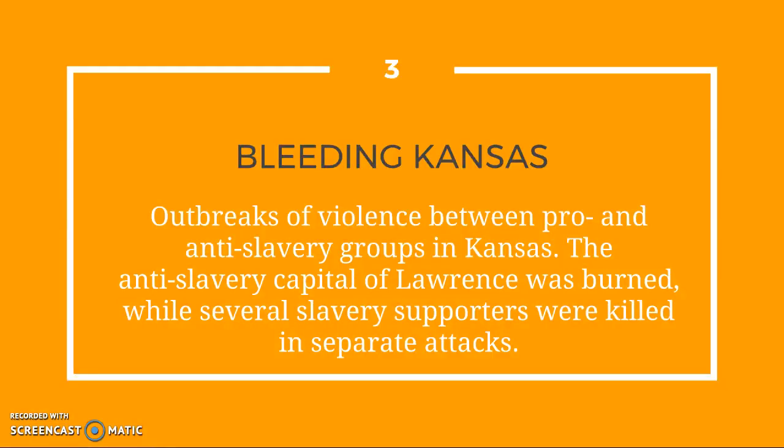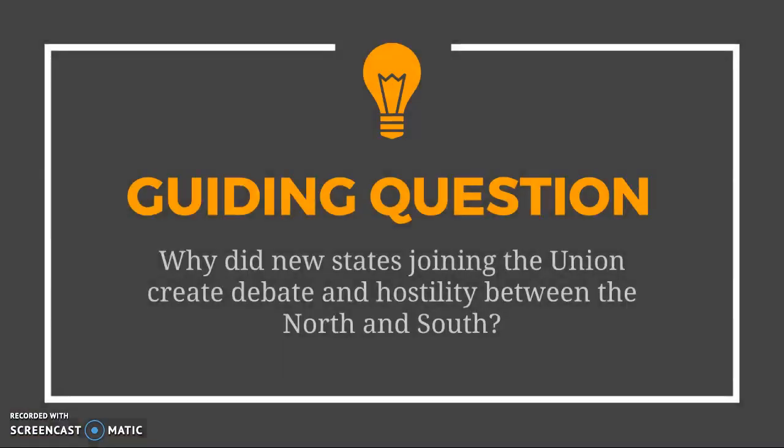And this brings us to our third key term of the video. This key term is Bleeding Kansas. And Bleeding Kansas is a term that is used to describe the outbreaks of violence between the pro and anti-slavery groups in Kansas. A couple of examples are that the anti-slavery capital of Lawrence was burned by pro-slavery supporters, while several other slavery supporters were killed in separate attacks. And this just, again, created a terrible amount of violence and a terrible amount of drama for the people of this brand new state and really across the country.